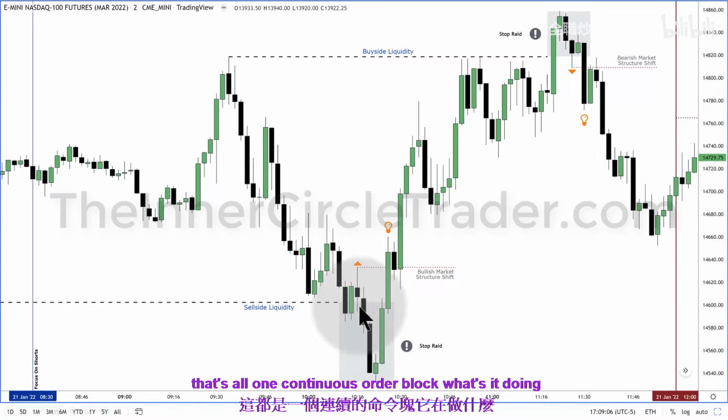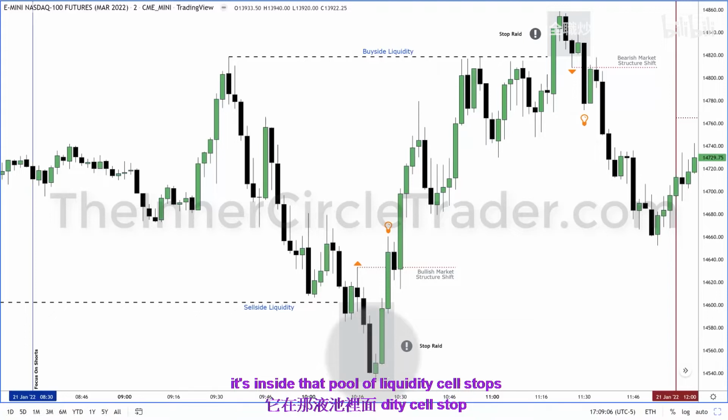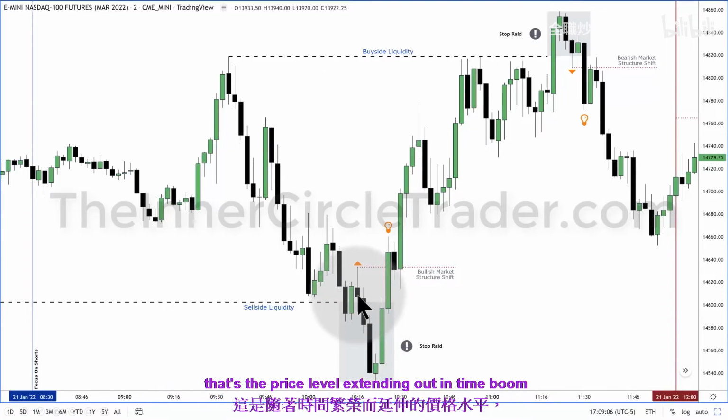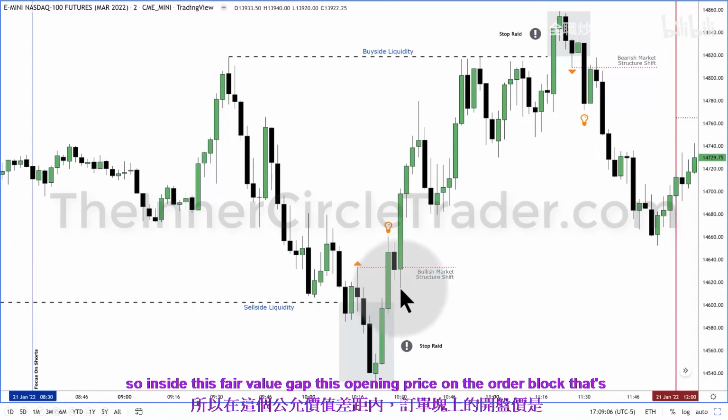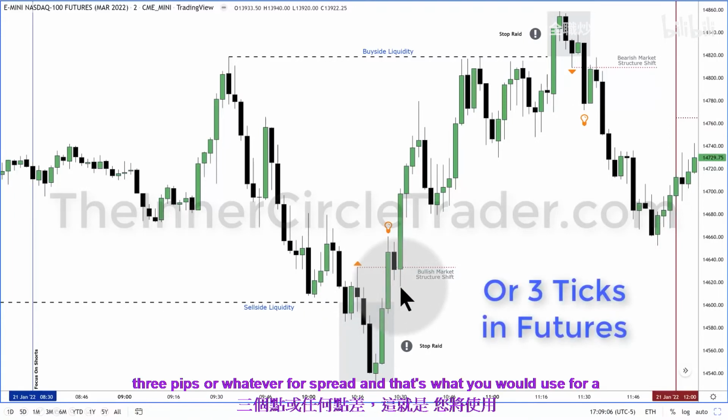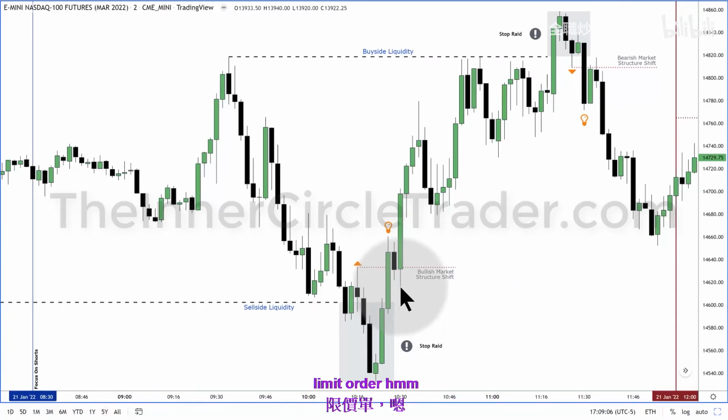See that? That's all one continuous order block. What's it doing? It's inside that pool of liquidity, sell stops. Where's the open on that series of down closed candles? Right here. That's the price level extended out in time. Boom. So inside this fair value gap, this opening price on the order block, that's your buy, plus 3 pips or whatever for spread. And that's what you would use for a limit order.